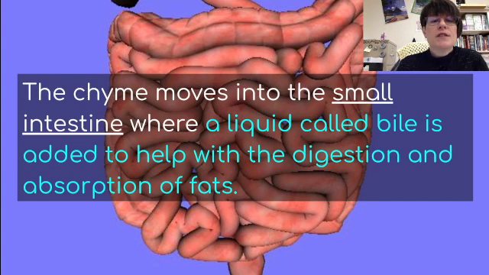The chyme moves into the small intestine where a liquid called bile is added to help with the digestion and absorption of fats. And right here is the small intestine, the inside part. Here, the outside part is actually your large intestine. We'll be talking about that in a little bit. And that bile is stored in your gallbladder.